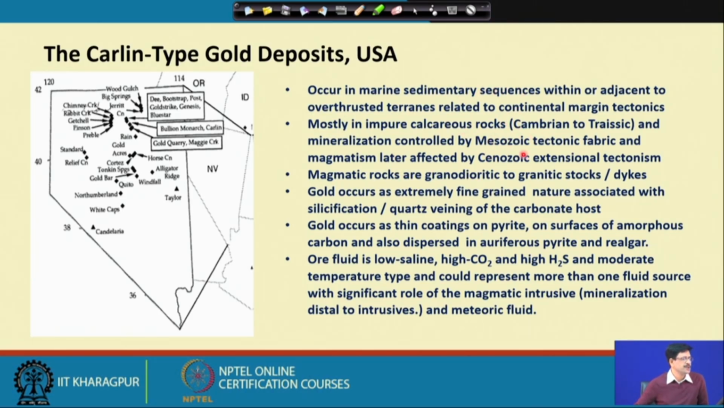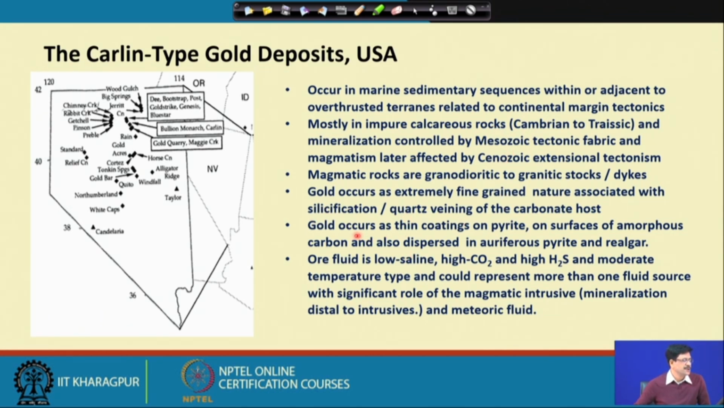And then in the post Mesozoic, this terrain experienced magmatic activity in the form of intrusion of some felsic rocks in the form of stalks as well as dikes, broadly granitic in composition. The specialty of these deposits is that the gold occurs in an extremely fine grained nature associated with silicification and quartz veining. The mineralization essentially is by replacement of these calcareous rocks by silica, which is termed jasperoid in these particular types of deposits.